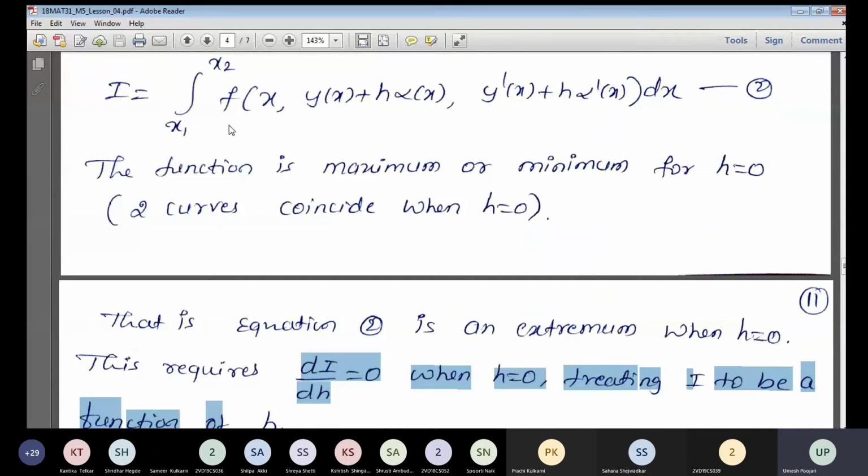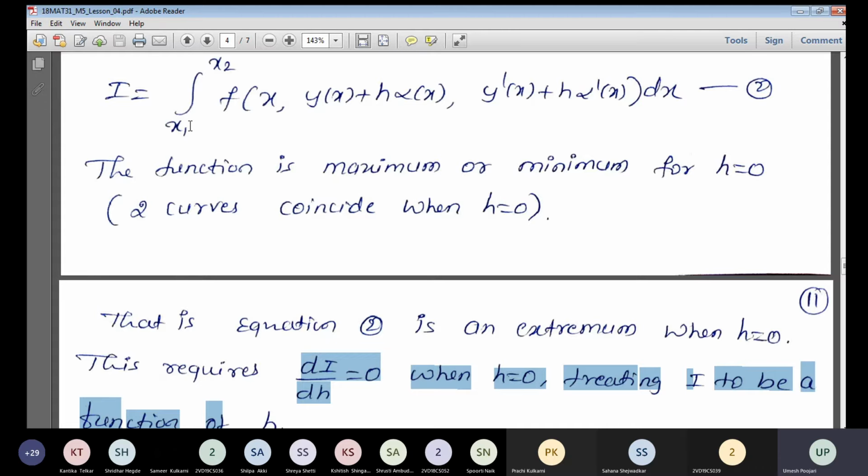Now we shall obtain dI by dh from equation 2. On the left hand side you have I, but we want dI by dh. What will you do to obtain dI by dh? We have to differentiate this equation 2 with respect to h. But can you differentiate directly? No. If this integral is not there, then we can differentiate the left hand side as well as the right hand side. But on the right hand side there is a definite integral, so direct differentiation is not possible.